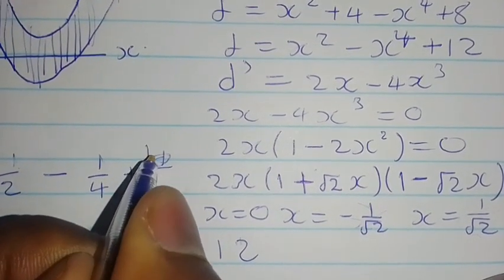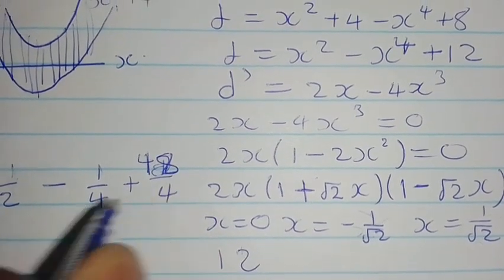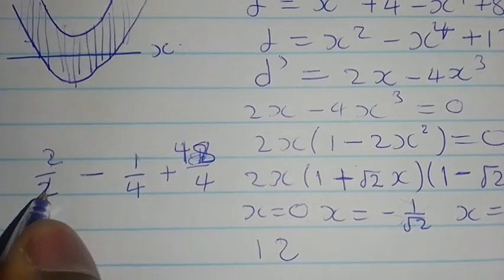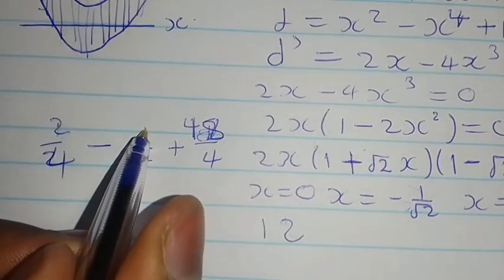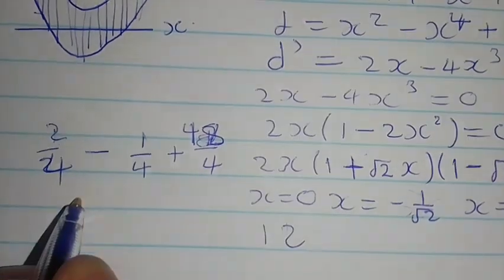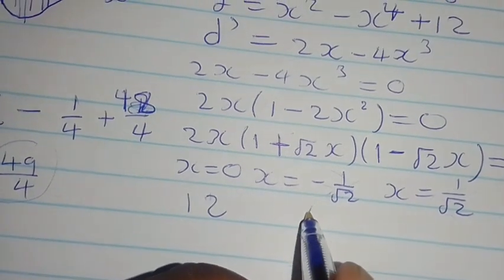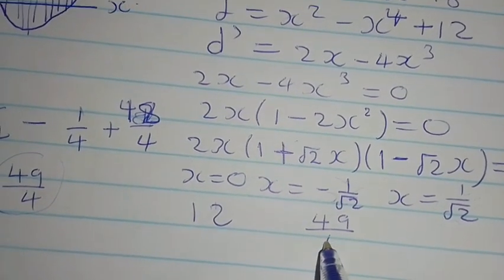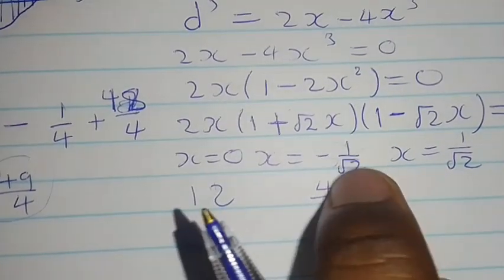Now, 12 is the same as 48 divided by 4, and half is the same as 2 over 4. Then you can just evaluate this like this. So you can just say 2 minus 1, which is 1, plus 48. That makes it 49 divided by 4. So that makes the distance 49 over 4 when x is either 1 over root 2 or negative that.